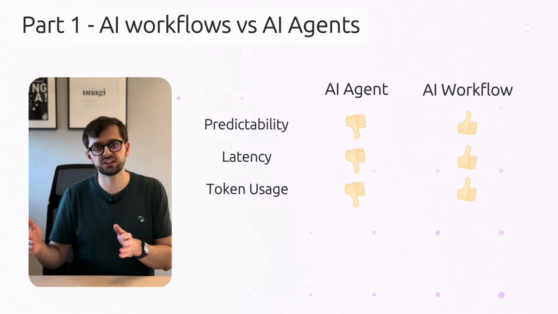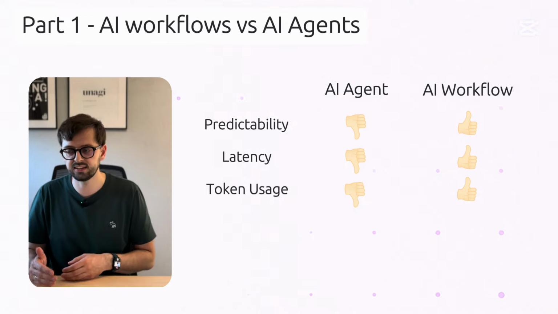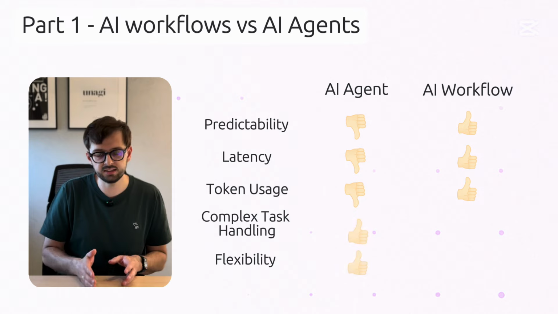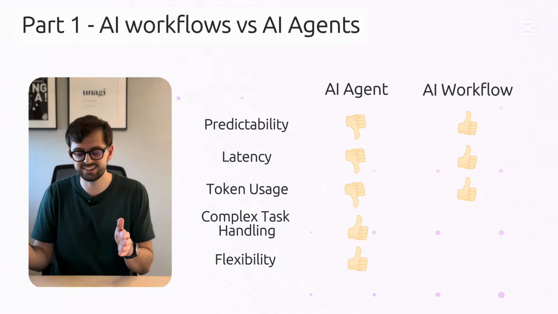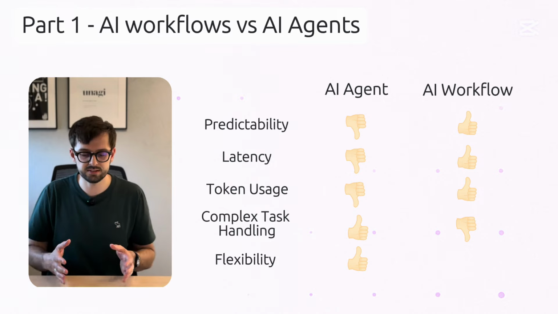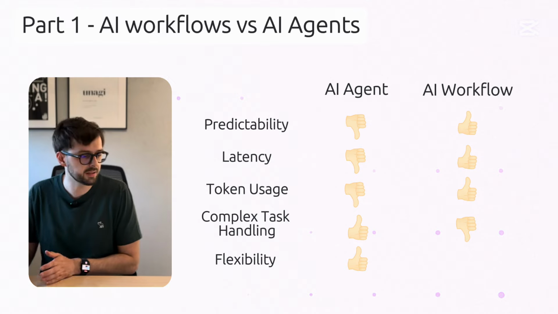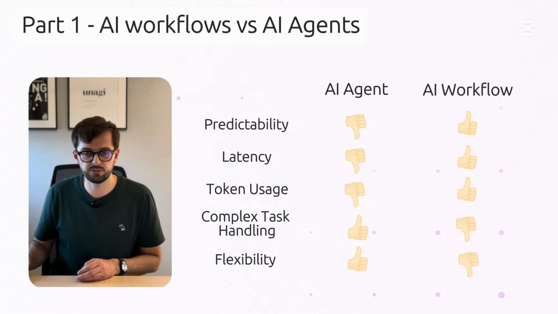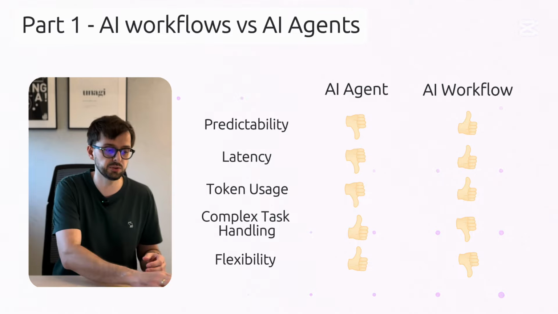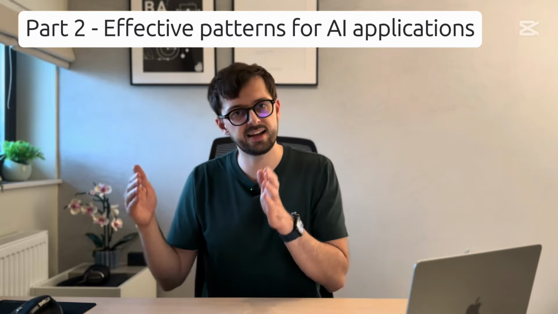But where AI agents shine is the complexity of the tasks that those systems can solve, because of the flexibility and the lack of predefined paths that lets these systems figure out and adapt to any given situation. And this is not the case for AI workflows. So with this knowledge, let's proceed to part 2. Hopefully you understand the differences between AI workflows and AI agents.